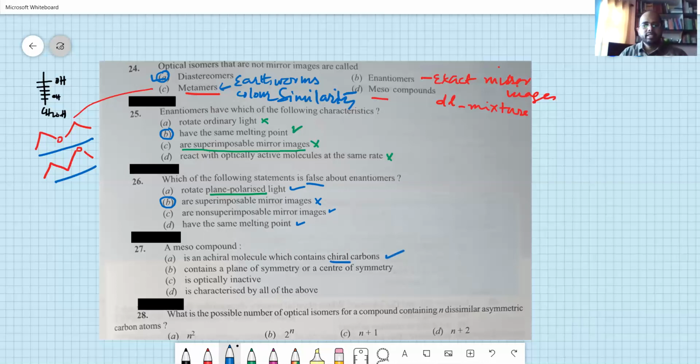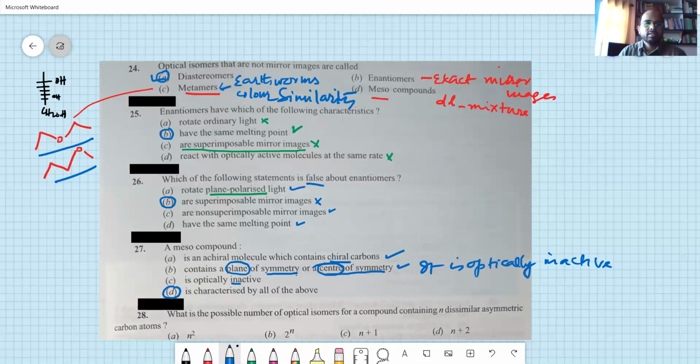Then it contains a plane of symmetry or a center of symmetry. That is why you are having it as a meso compound. This is also right. It is also optically inactive because of that. Because it is having a plane of symmetry or center of symmetry, it is optically inactive. That means D is the right answer. So you have the components of the meso isomer in that particular order.